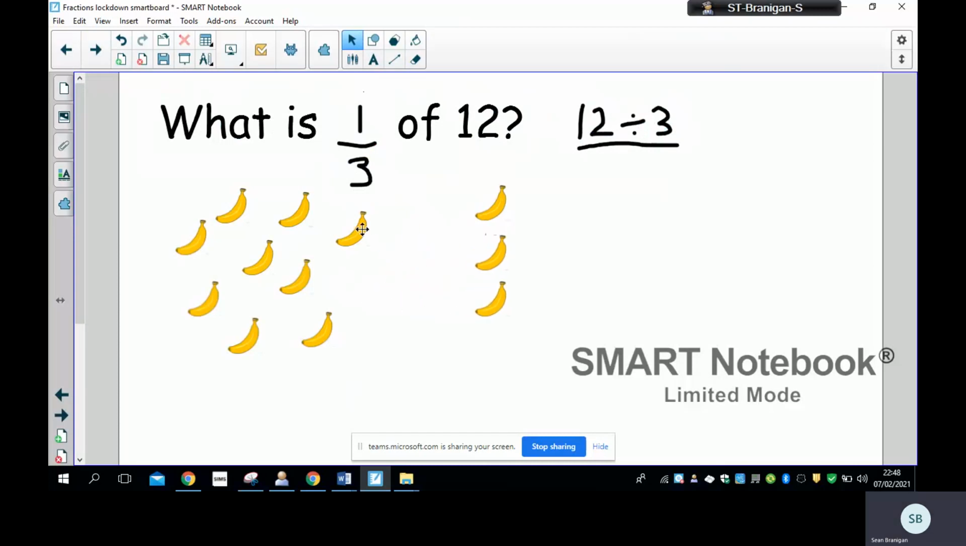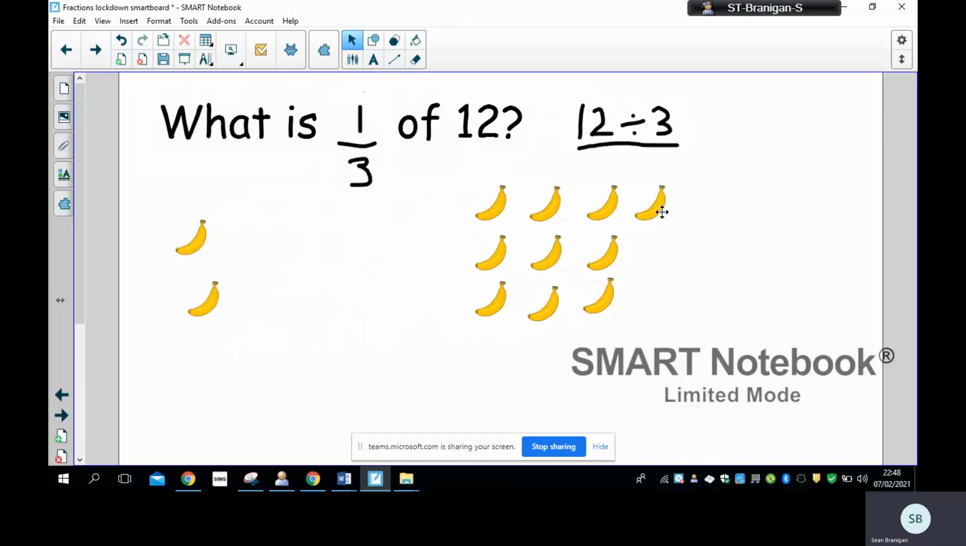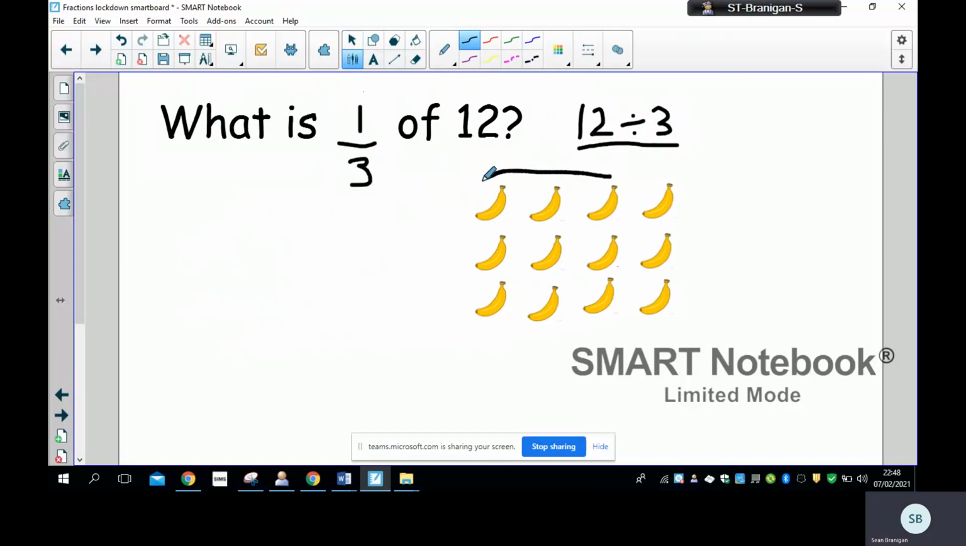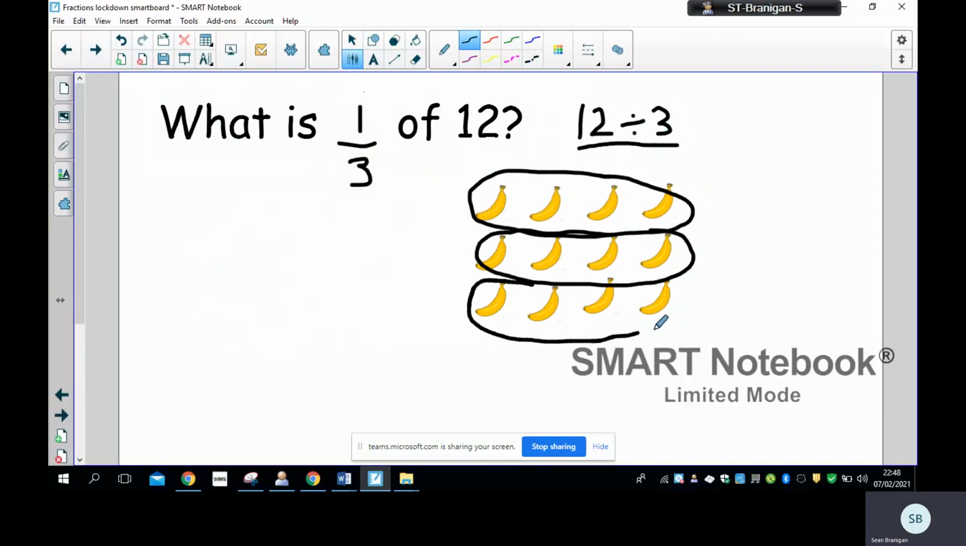So there's 3 groups. I'm just going to keep sharing them into those groups. Every group's got 2. Every group has 3. And every group has 4. So there is a third, there is a third, and there is a third. 3 equal groups. There are 4 in each group.